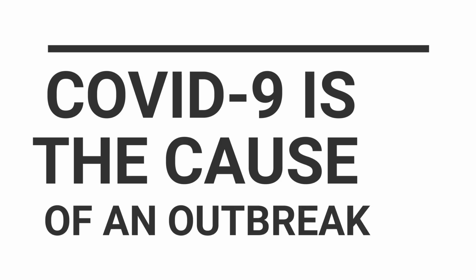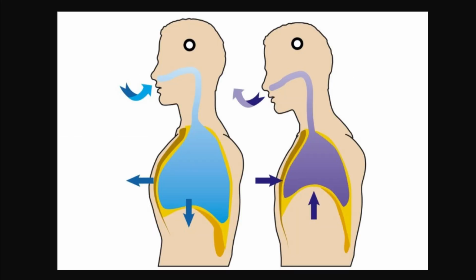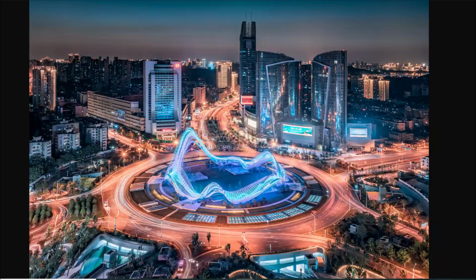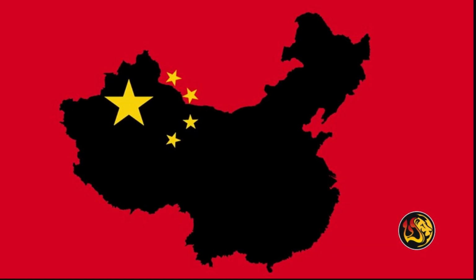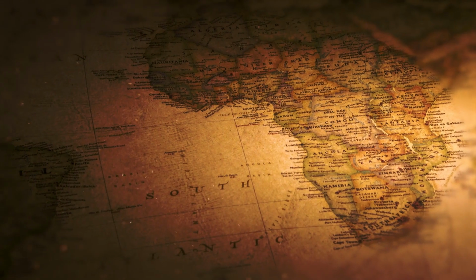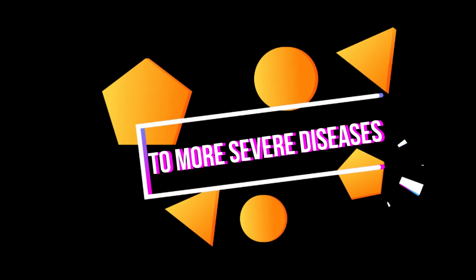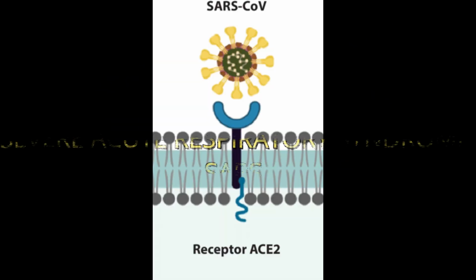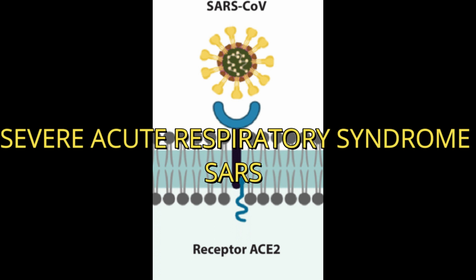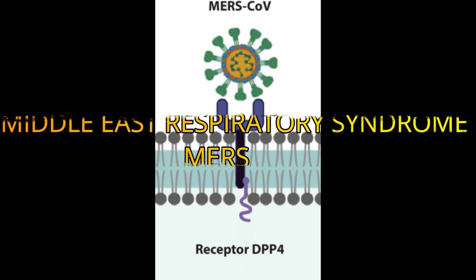COVID-19 is the cause of an outbreak of respiratory illness first detected in Wuhan, Hubei province, China. Since December 2019, cases have been identified in a growing number of countries. Coronaviruses are a large family of viruses that are known to cause illness ranging from the common cold to more severe diseases such as severe acute respiratory syndrome (SARS) and Middle East respiratory syndrome (MERS).